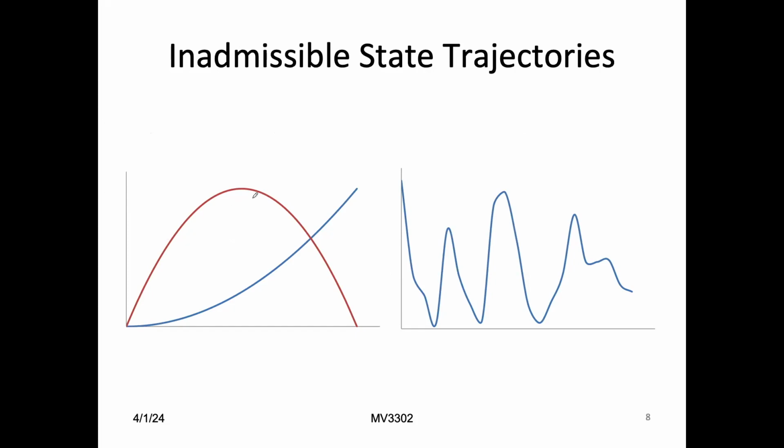This is time here, this is over time, and this is just what the value is. So here's a state that's increasing exponentially. Here's a state that goes as a parabola. Here's a state that just kind of wanders around. But because these are continuous, none of these three state trajectories can be represented in a discrete event simulation model.